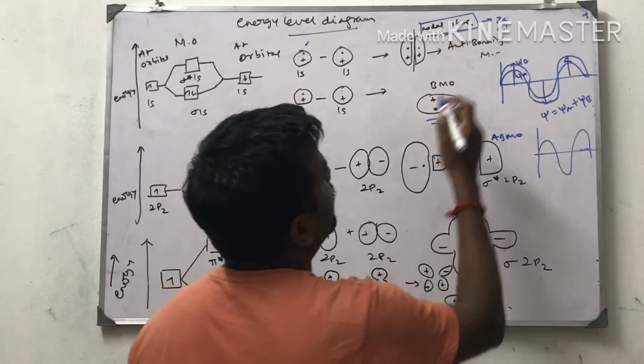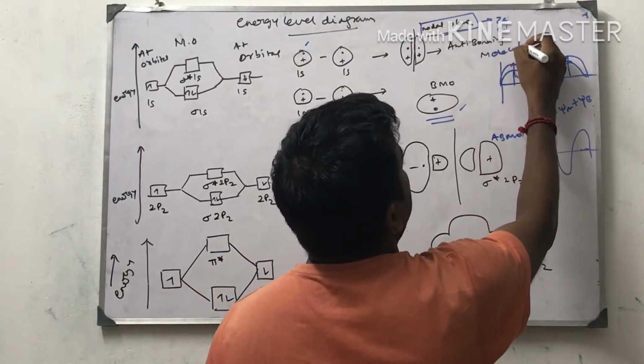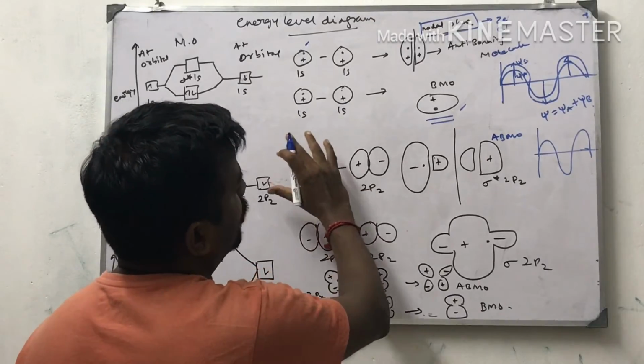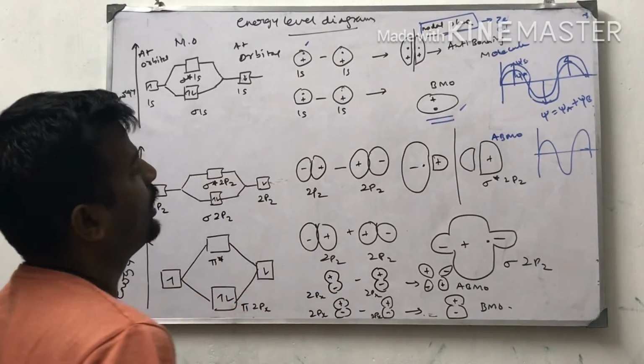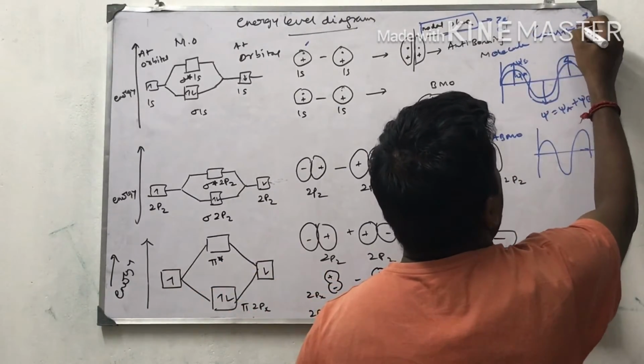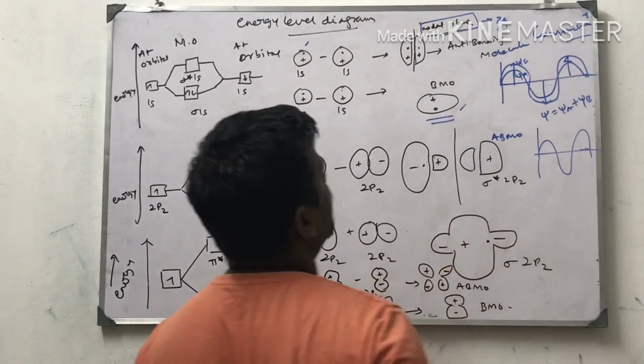Anti-bonding molecular orbital is at the higher level. The electrons repel each other. Here the electrons associate with each other, attract each other. This is called constructive type. One followed by another. This type.